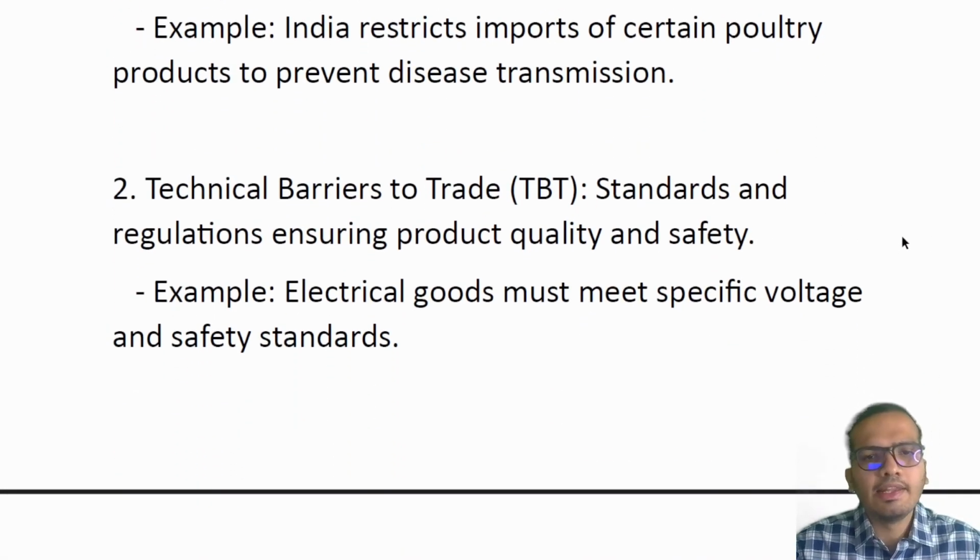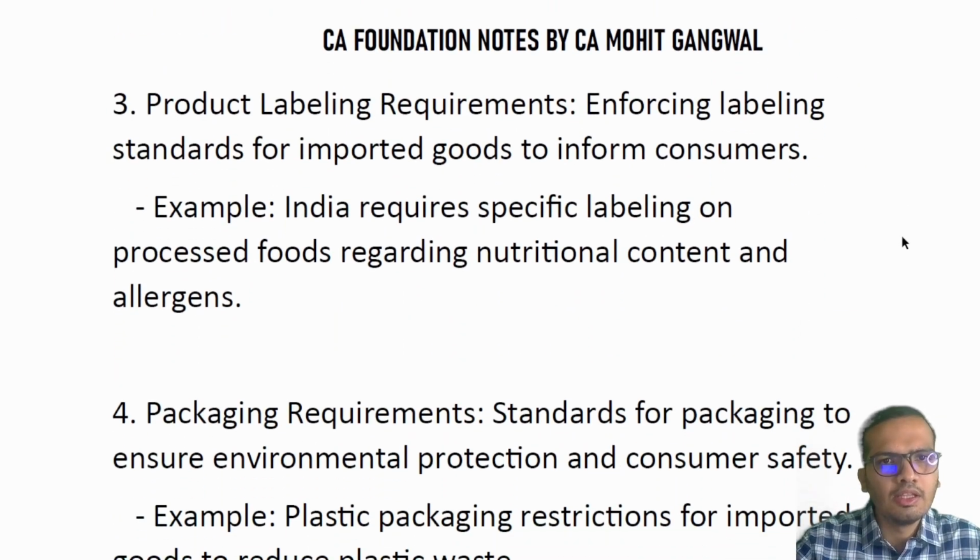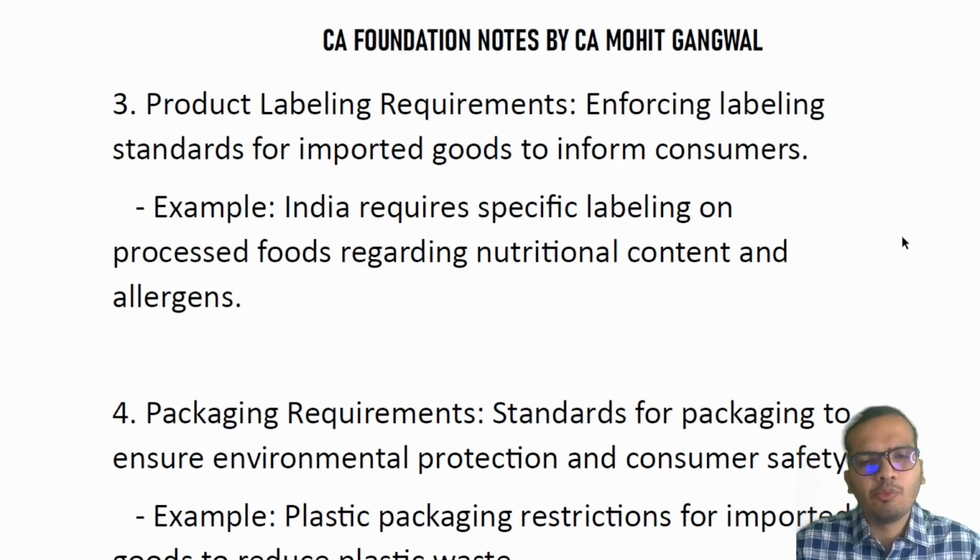Second comes technical barriers to trade, TBT. These are standards and regulations ensuring product quality and safety. Example, electrical goods must meet specific voltage and safety standards. Then comes product labeling requirements. It enforces labeling standards for imported goods to inform consumers. Example could be India requires specific labeling on processed food regarding nutrition content and allergens.